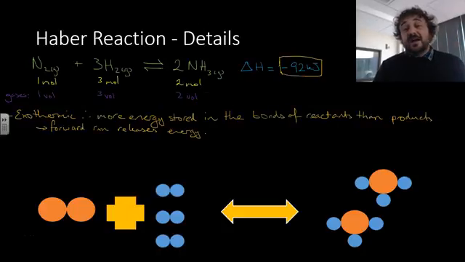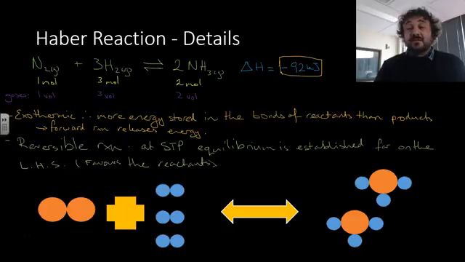So it's an exothermic reaction. What this means is there is more energy stored in the bonds of the reactants than there are the products. The implication for us is that the forward reaction releases energy. It's a reversible reaction, and at standard temperature and pressure, so that's 0 degrees and 1 atmosphere, the equilibrium is established far on the left-hand side, so it favors the reactants. And even in standard lab conditions, which is 25 degrees and 1 atmosphere, it's still far on the left-hand side of that reaction. So the reactants are mostly what you end up with.